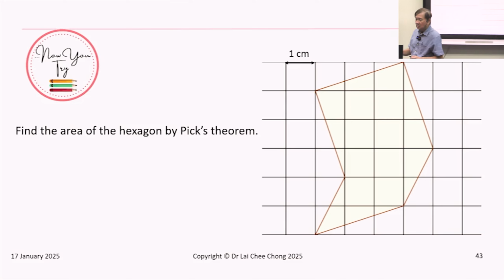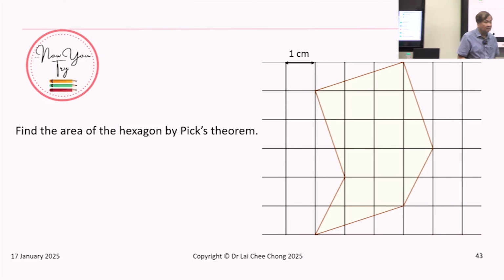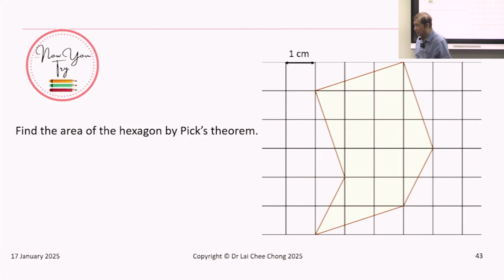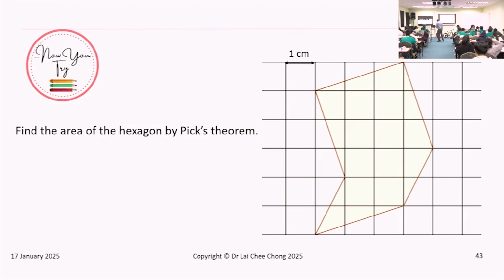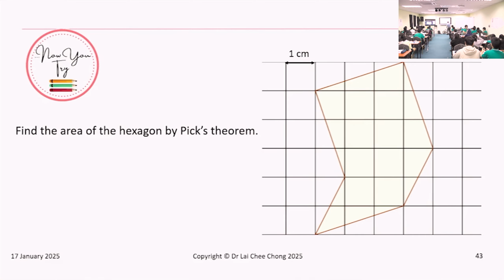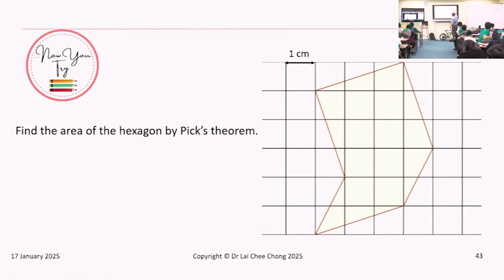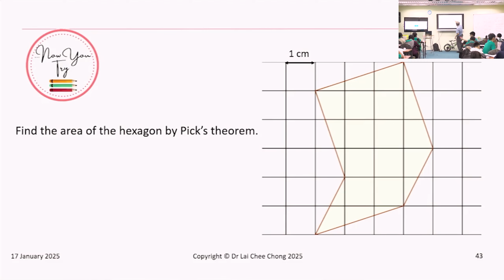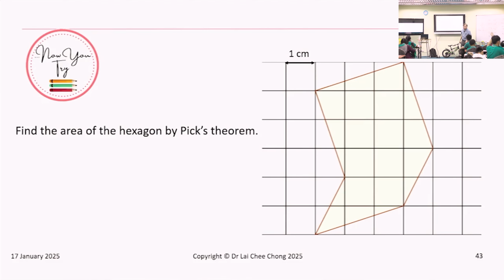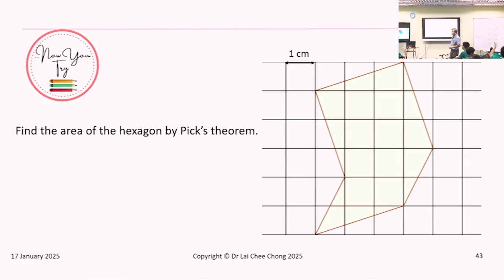Now, once you know it, you can do the exercise. On the next page, there are all kinds of shapes. You can try them out. This is the number of boundary points. This is the boundary. These are the boundary points. You see that? 1, 2, 3, 4, 5, 6. This is a hexagon, right? A hexagon has 6 boundary points.